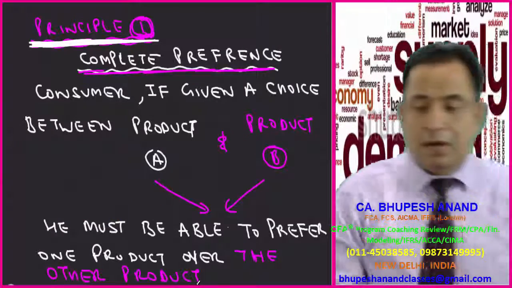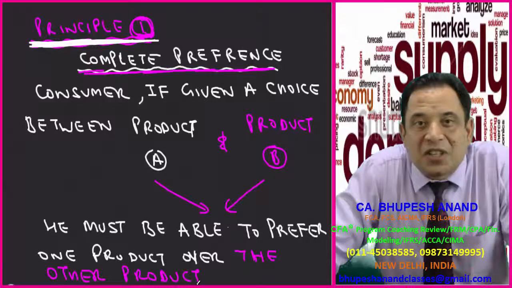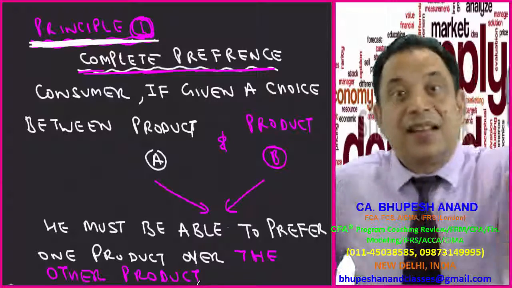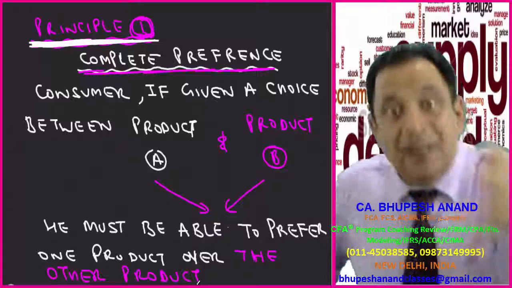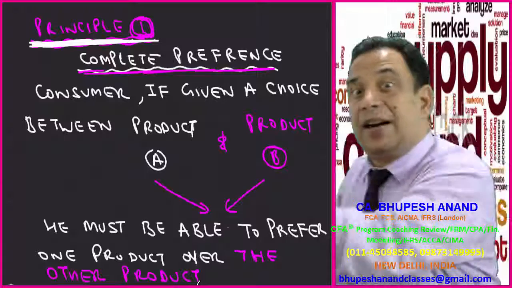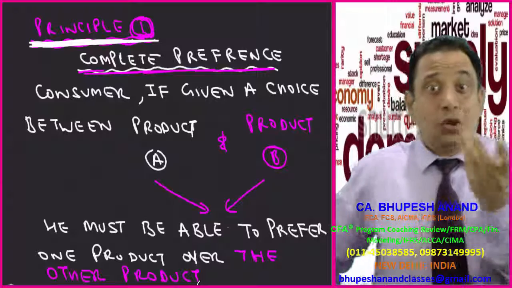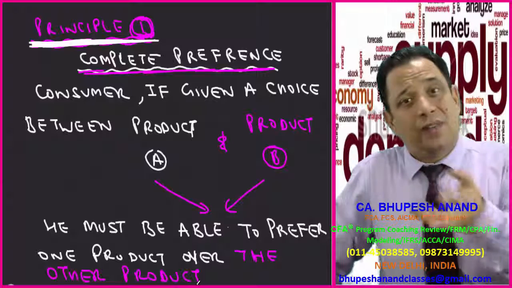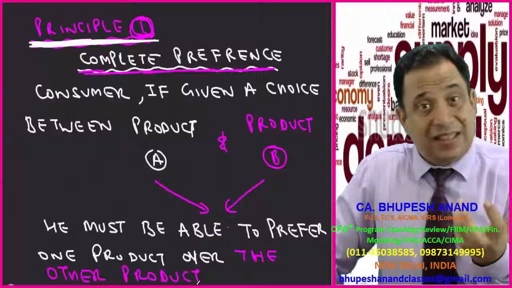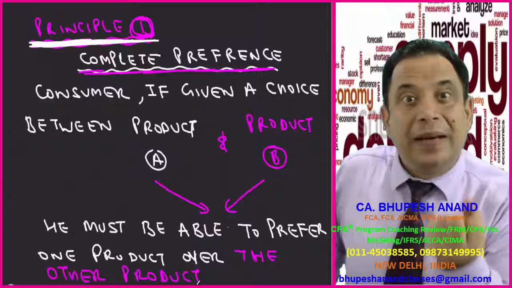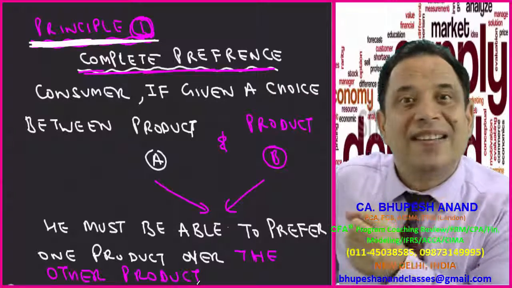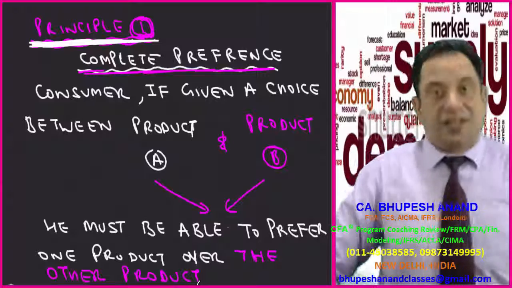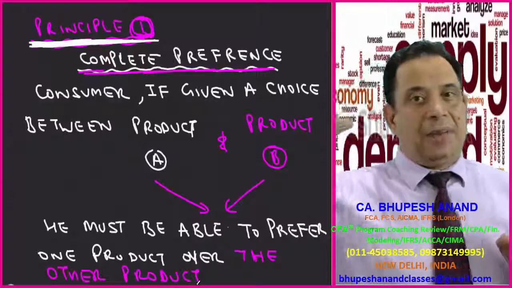So what is my principle number one? That is complete preference. As per this principle, the buyer, the consumer, can prefer one product over another product. As in the case of a restaurant, you are being offered tea or coffee, so you can easily prefer either tea or coffee. This is nothing but complete preference. You can completely prefer one product over another product. So please write down the first principle, complete preference. The consumer is given a choice between product A and B.